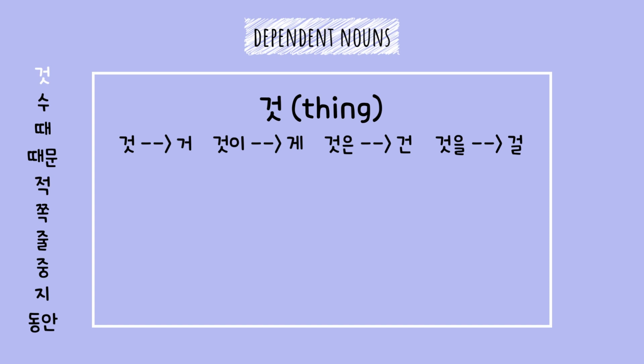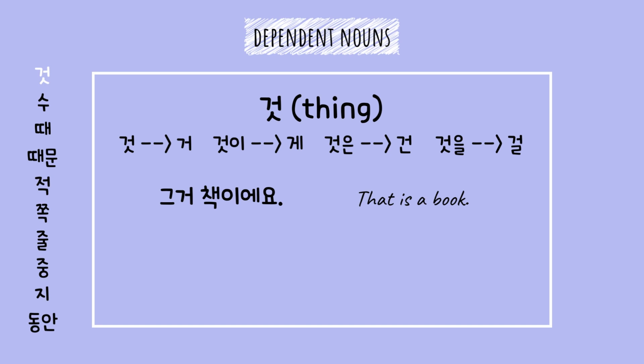The most basic use of this dependent noun is when you want to say this thing or that thing. Let's look at our first example. Kugo chekiyeyo. That is a book. Here, go is paired with the determiner ku, which means that.